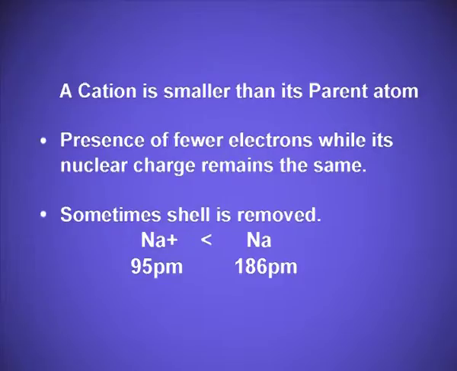For example, sodium ion, its ionic radii is 95 picometers, whereas sodium, the neutral atom, its atomic radii is 186 picometers. Here we can see that sodium ion, a cation, is smaller than the neutral atom. It is because of the two reasons. The number of the proton remains the same. Only the electron is lost in the case of the sodium ion.